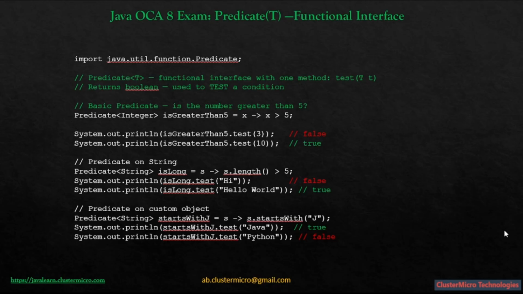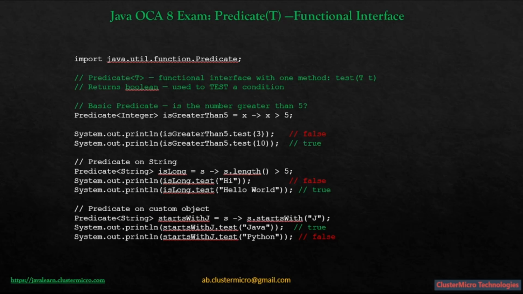Okay, so a basic predicate on Integer: Predicate<Integer> isGreaterThan5 equals x arrow x greater than 5. Then we have System.out.println(isGreaterThan5.test(3)), it is false. And then System.out.println(isGreaterThan5.test(10)), it is true, right? So we create a predicate of type Integer. The lambda x arrow x greater than 5 is the condition. Is x greater than 5? The type Integer in the angle brackets tells Java that test will receive an integer. To actually run the condition, we call test and pass the value to evaluate, right?